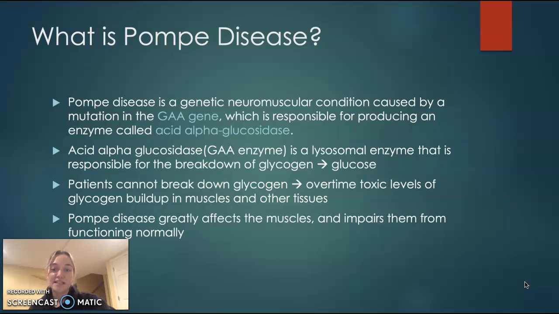Patients with Pompe disease cannot break down glycogen, and over time, toxic levels of glycogen build up in their muscles and other body tissues. Additionally, patients with Pompe disease either don't make any or very little of the GAA enzyme, or the GAA enzyme that they produce does not function correctly. Pompe disease greatly affects the muscles and impairs them from functioning normally, and we will see this with many of the common signs and symptoms of the disease coming up.